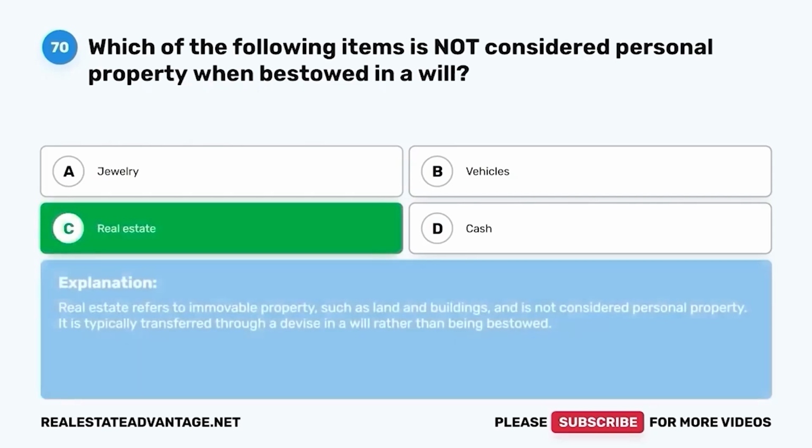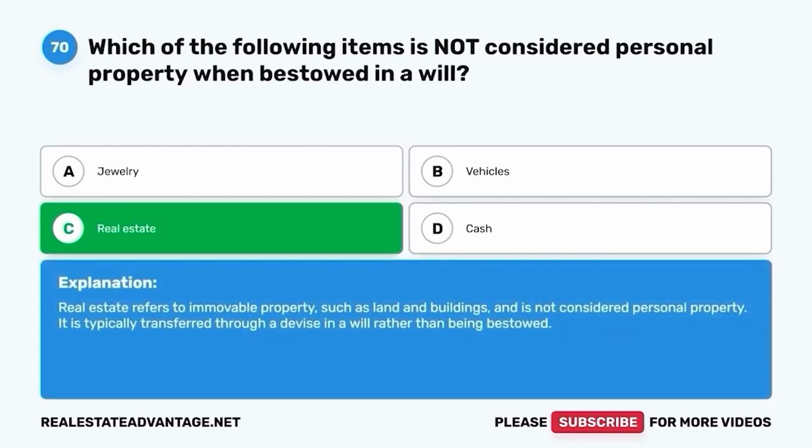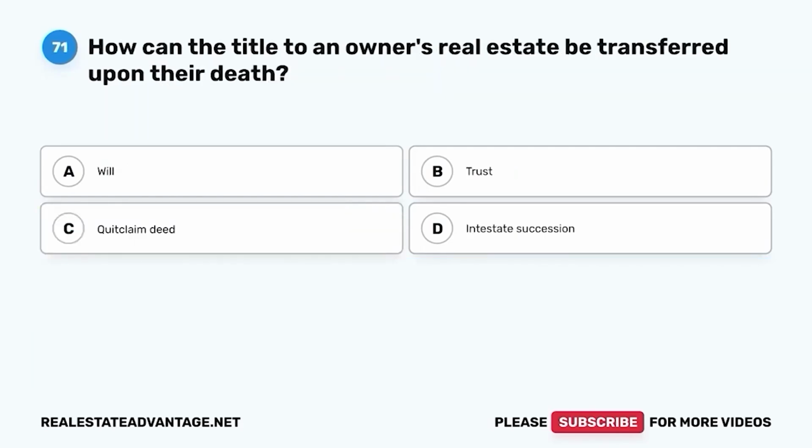Real estate. Real estate refers to immovable property, such as land and buildings, and is not considered personal property. It is typically transferred through a devise in a will rather than being bestowed. Question 71. How can the title to an owner's real estate be transferred upon their death? A. Will. B. Trust. C. Quitclaim deed. D. Intestate succession.